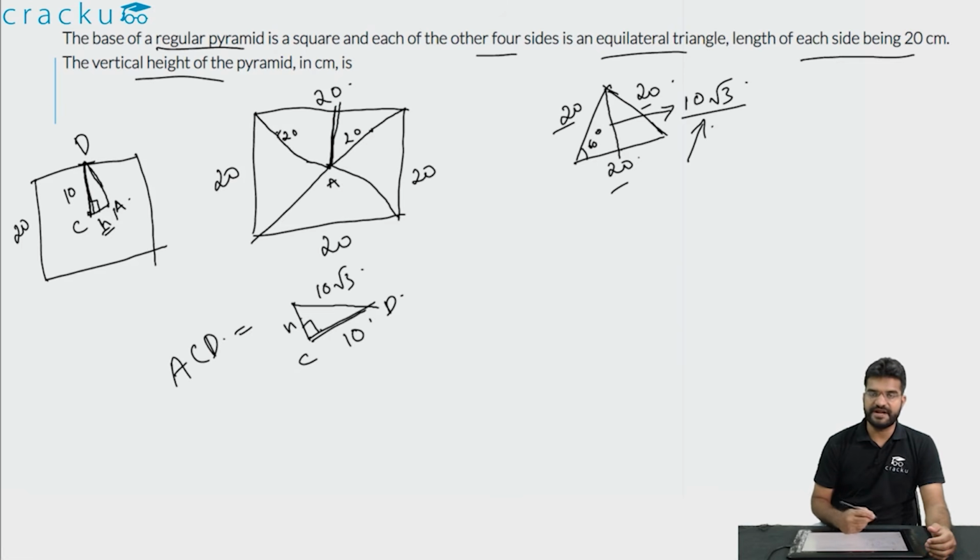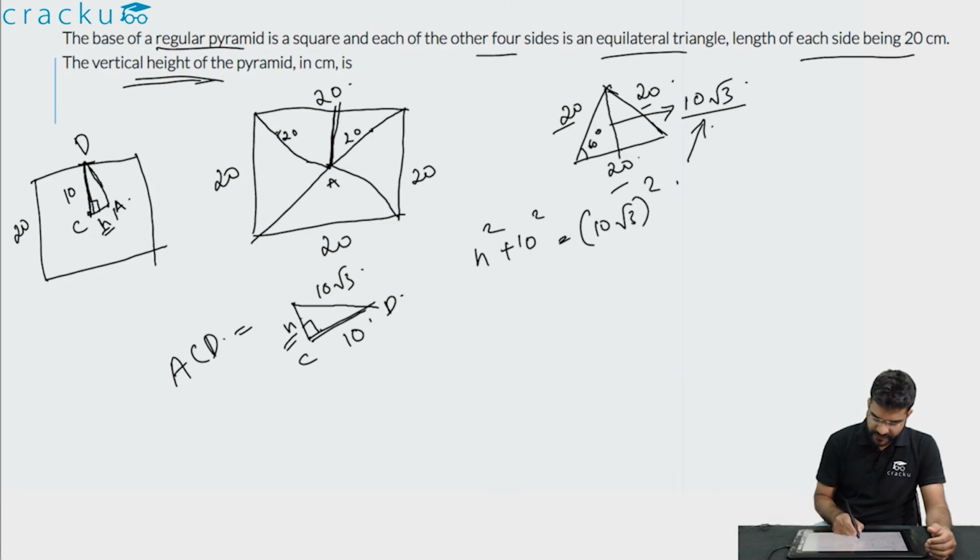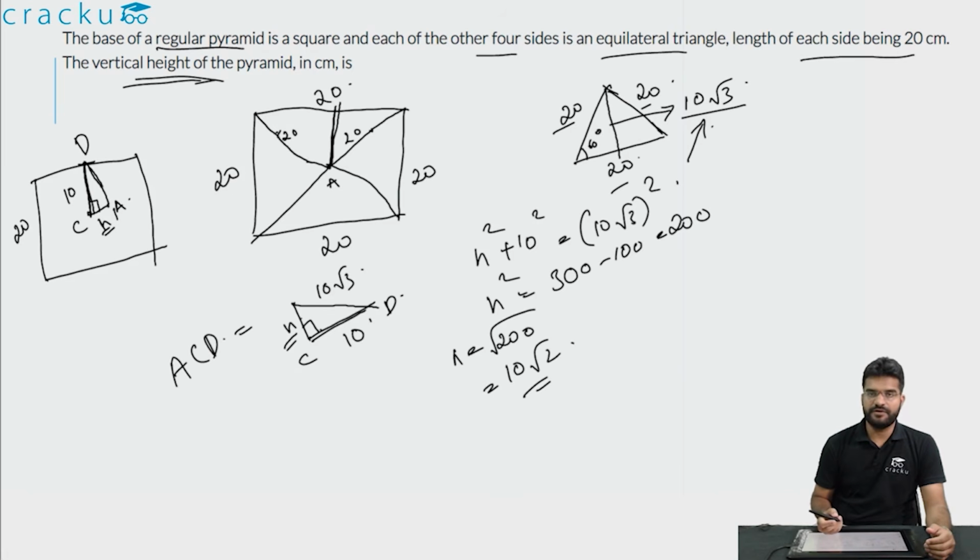Now using this, we can actually calculate the value of h, which is the vertical height of the pyramid that we need. Because this is a right angle triangle, h square plus 10 square will equal (10 root 3) whole square, or h square will be 300 minus 100, which is equal to 200, or h is equal to square root of 200, which is equal to 10 root 2.